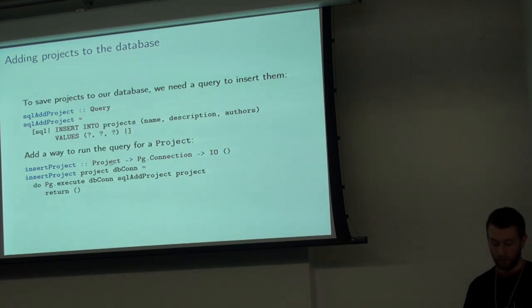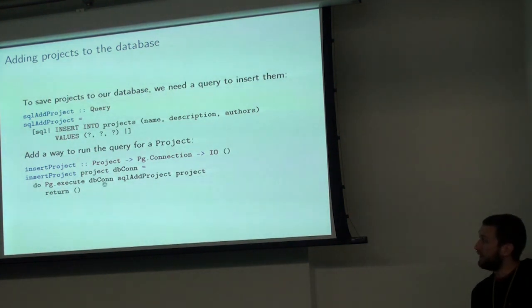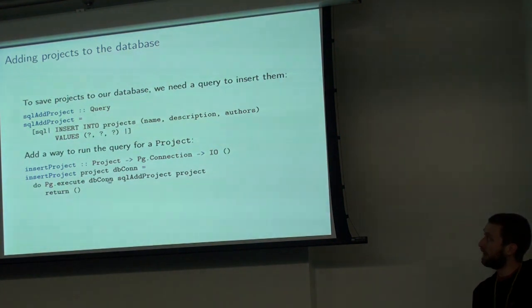So we need a way to run the query now, which is here specified by insertProject, which is going to take the project that we want to insert into the database, a database connection again, and it's going to perform some IO to do that. In the body, we simply execute, using the database connection we were given, our addProject statement, and in order to fill in these placeholders, I'm supplying the project to execute.